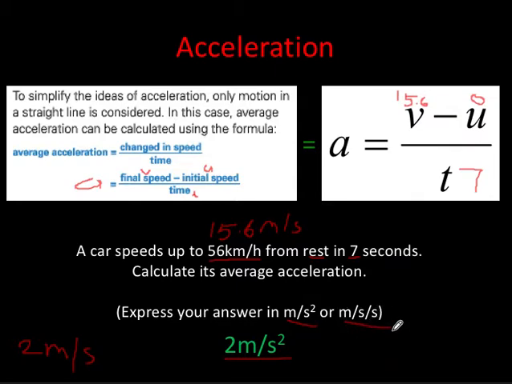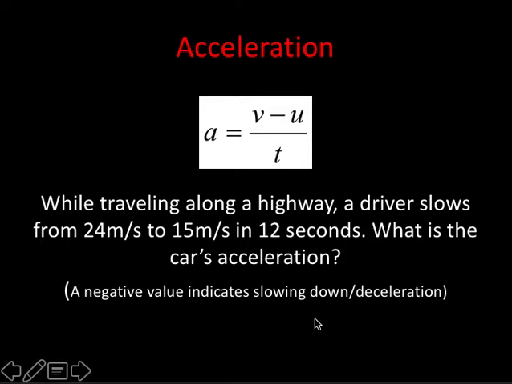Let's go forward. Let's have another practice. While traveling along a highway, a driver slows from 24 meters per second to 15 meters per second in 12 seconds. What is the car's acceleration? A negative value indicates slowing down or deceleration. Pause the video here and have a go.